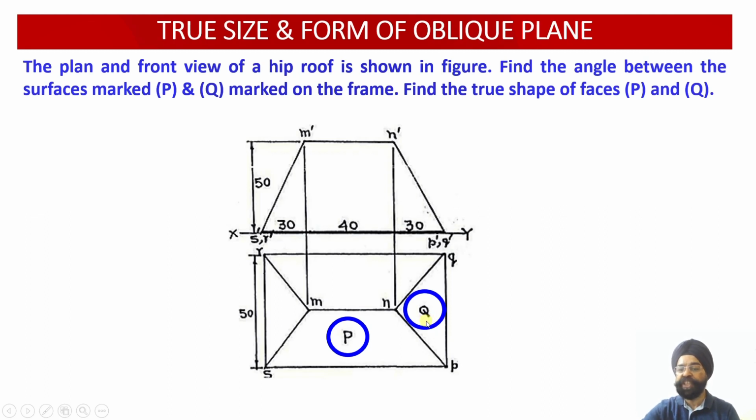So for the surface Q, NPQ, it is our good luck that we have been able to get the edge view straight away in the front view. So we need not draw a plane parallel to something to obtain the true length or the true shape of one of the edges of the lamina. Let us see how we can go about evaluating the true shapes for lamina P, the surface P, and the surface Q here.